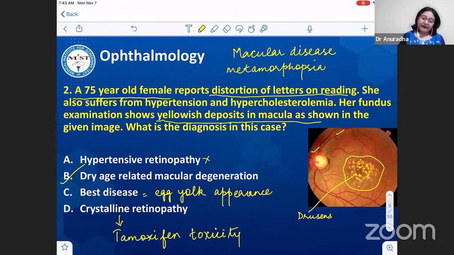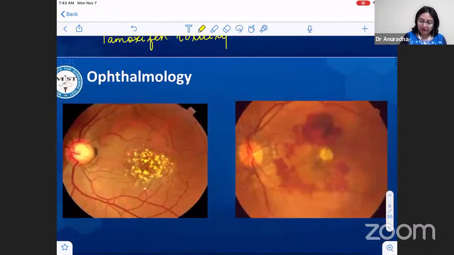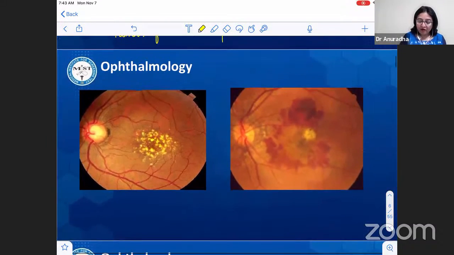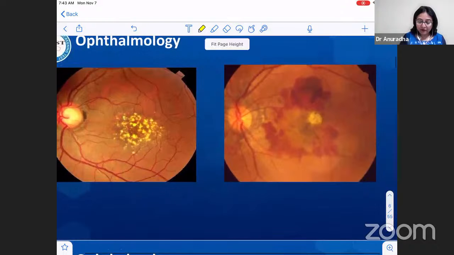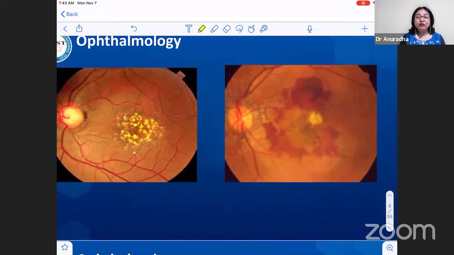Dry age-related macular degeneration. Now, if they give you an image of the wet or exudative type of age-related macular degeneration, how are you going to differentiate them? Now, the exudative type is also known as, if you remember, friends, neovascular AMD.